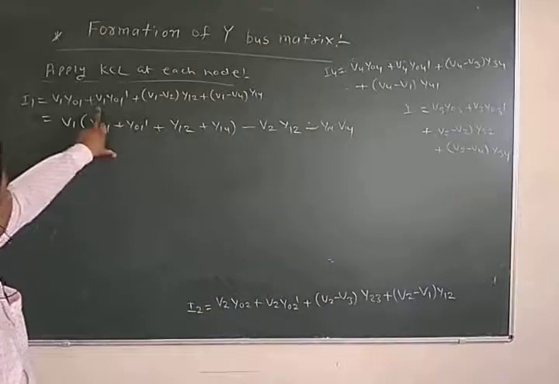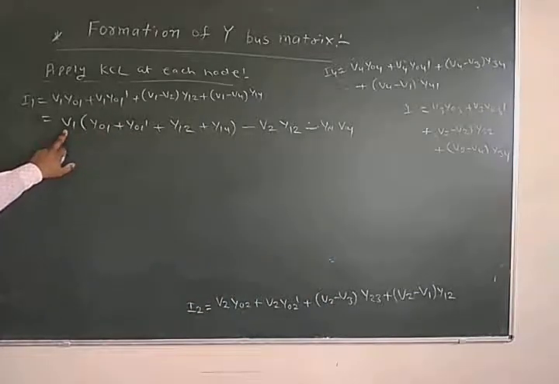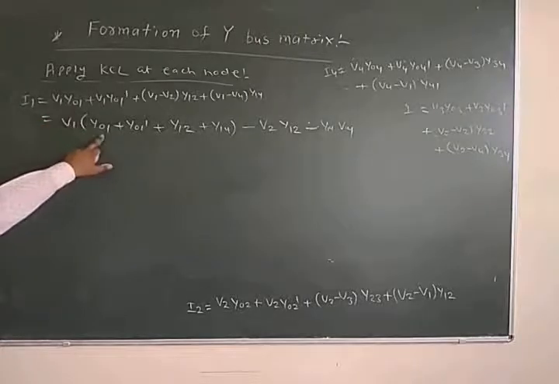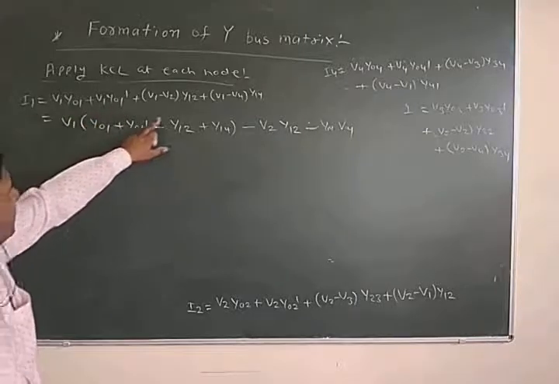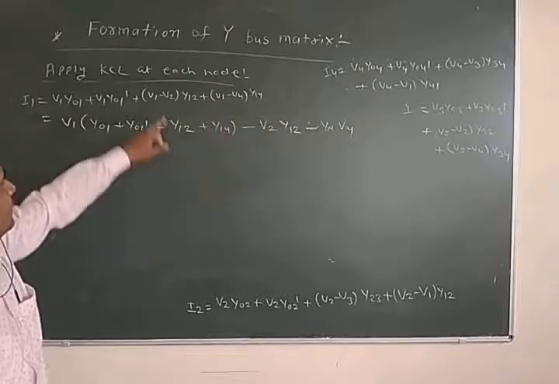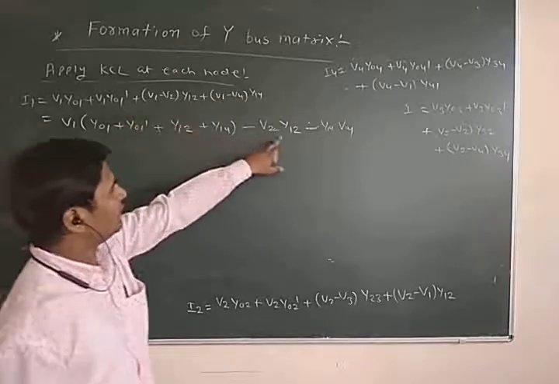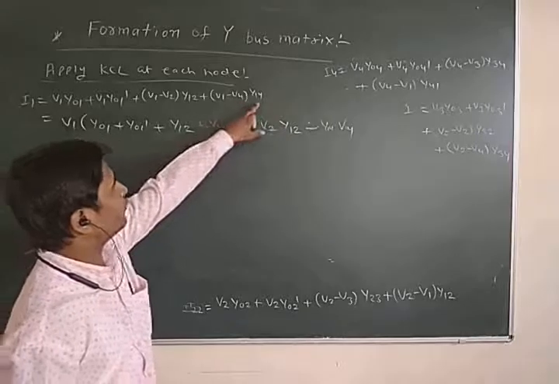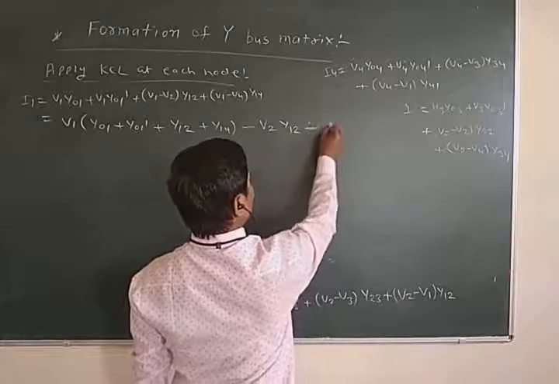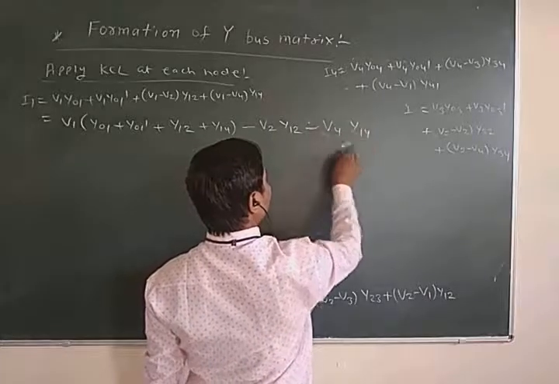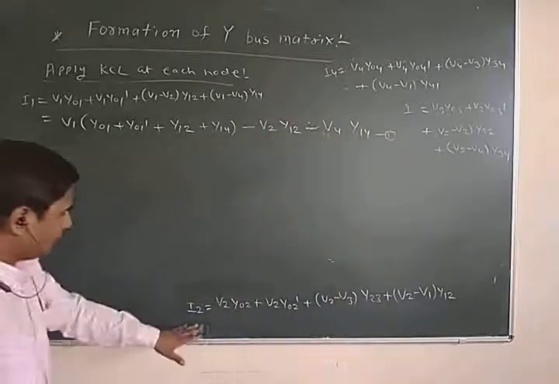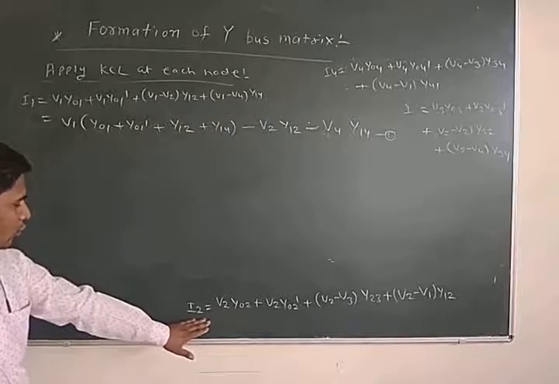So we have simplified. First we collect the data associated with V1. So V1 take common: Y01, Y01 dash, Y12, Y14, and then minus V2 Y12, minus V4 Y14. This is equation number 1. Similarly we use equation number 2 at bus number 2.